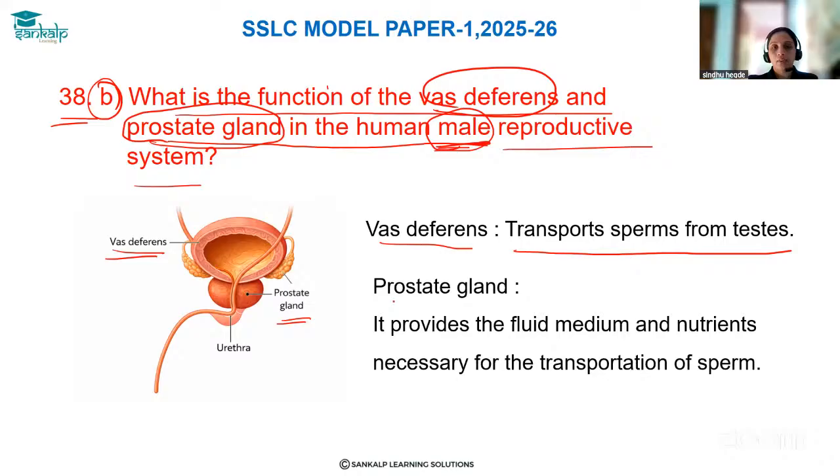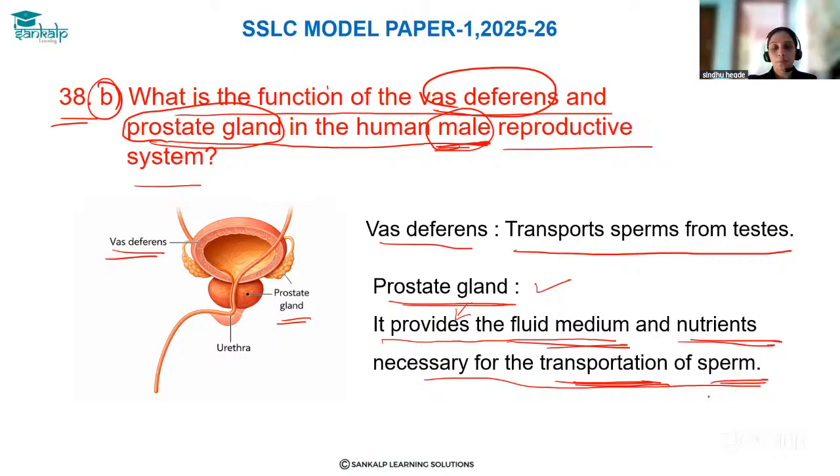So second one, what is the function of prostate gland, right? So this prostate gland is also a male reproductive system part. The main function of this gland is it provides the fluid medium and nutrients necessary for the transportation of sperm. This is the function.